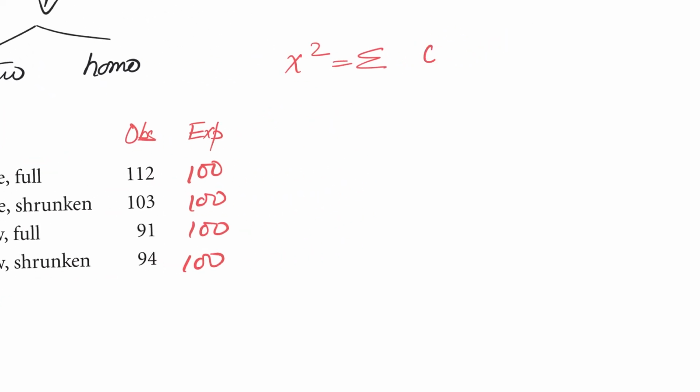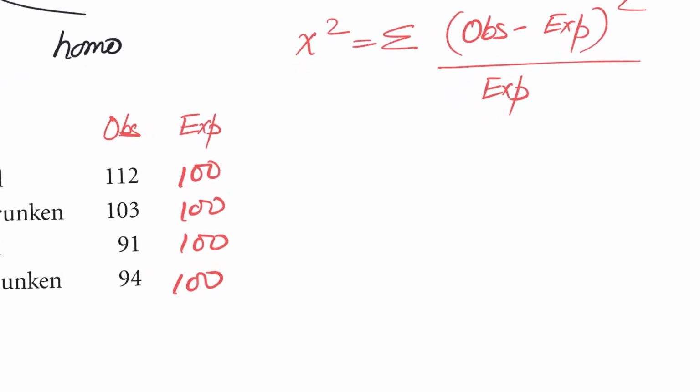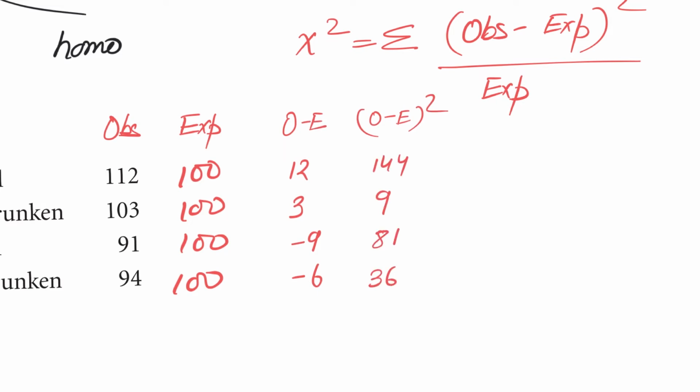the summation of observed minus expected, the whole square, upon the expected value, right? So we have observed, we have expected. Let's find out. O minus E: 112 minus 100, that's 12, that's 3, that's minus 9 and minus 6. Now you have to calculate O minus E, the whole square. So that's 144, that's 9, that's 81, and that is 36. Now let's not forget to divide them by 100.